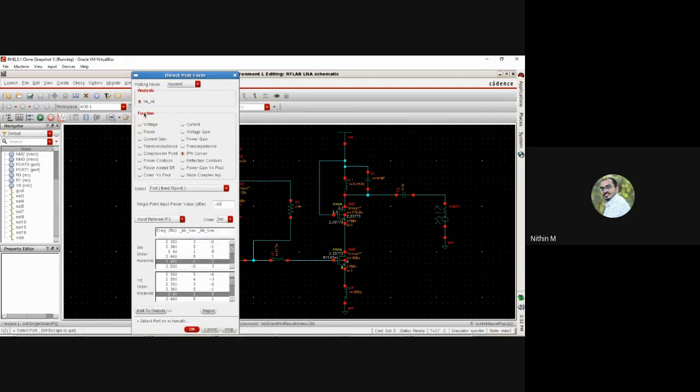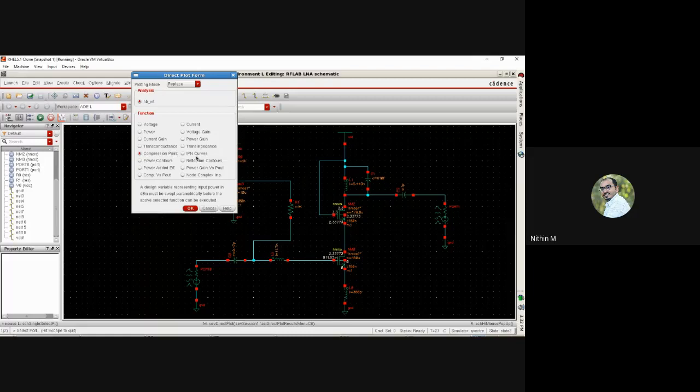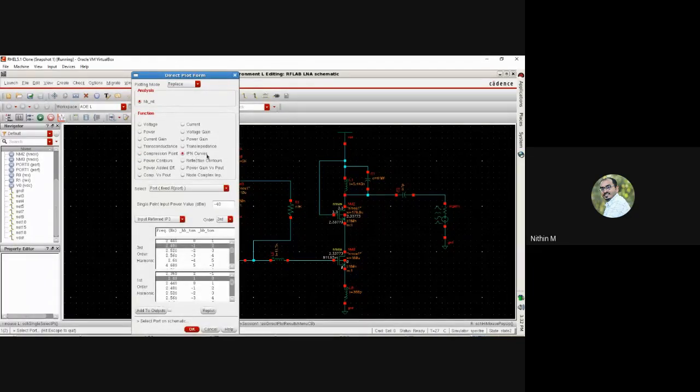In the main form, I'll just take the replace option. This is the harmonic balance analysis, and the function. Previously we were checking with compression point. Now I'll take another option. We call this IPN curves. So this is the function you need to choose, and there you have certain things actually to look at.